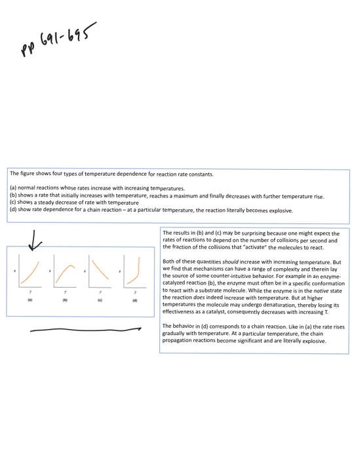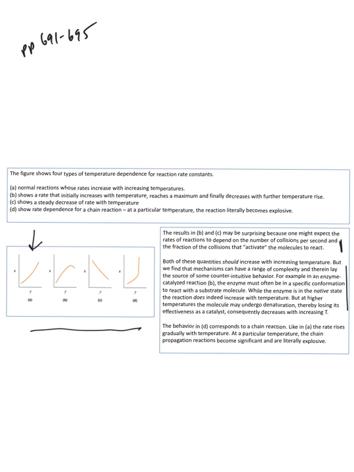So, as I say here in my paragraph, in B and in C, you might expect that those are surprising. Because again, think about what's happening at the molecular level. When you raise the temperature, the molecules move faster, and you would expect that the fraction of collisions that activate the molecules will react more. We find that mechanisms can have a range of complexity, and therein lies the source of some counterintuitive behavior.